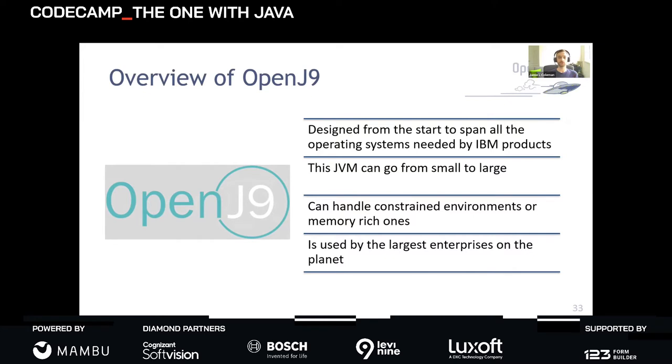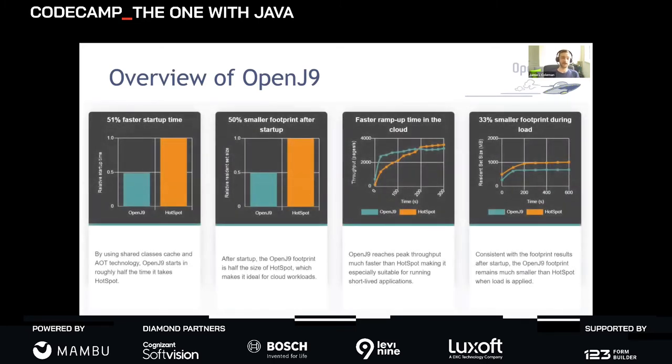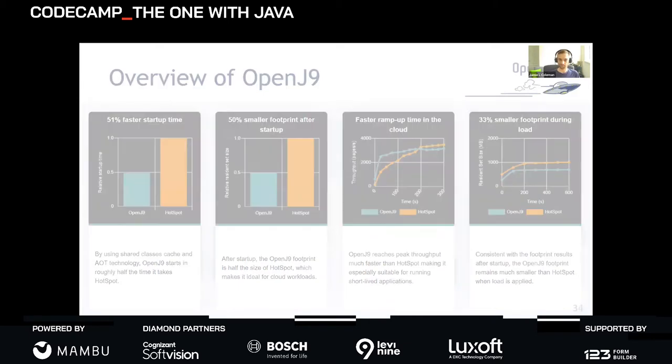If a JVM goes from small to large, it can handle really constrained environments and memory-rich ones, which I'll talk about later. It is used by many of the largest enterprises on the planet, so it is a pretty robust JVM. These are just some stats to compare it to Hotspot. This has class data sharing enabled, which I'm going to demo later on, but you can see the performance improvements from enabling a simple tweak compared to Hotspot.